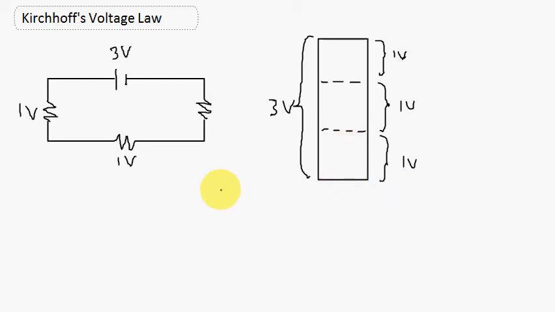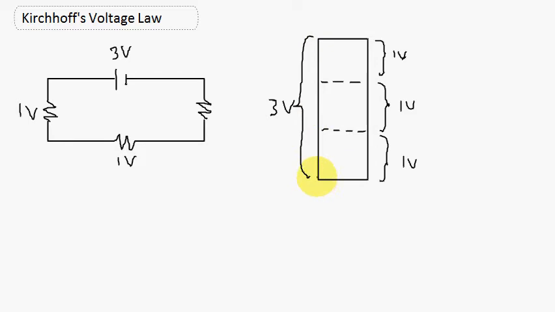Kirchhoff's voltage law states that the sum of all the voltages in a closed loop must equal 0. Here's an example. We have a 3-volt battery attached to 3 identical resistors. On the right hand side, there is a diagram that will help you visualize what is happening to the voltage as we move across the circuit.